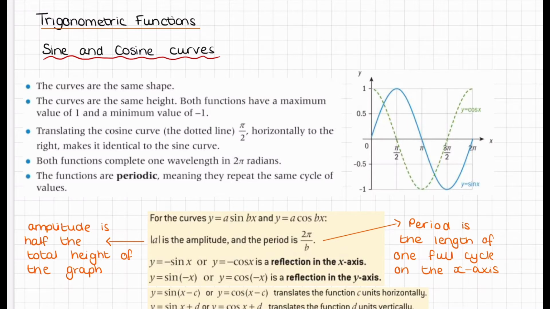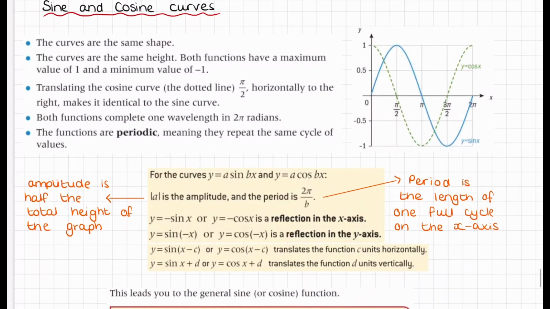So what that means is if we were to look at the y-intercept, for a sine curve, the y-intercept is at the origin. For a cosine curve, the y-intercept is at 1. Both functions complete one wavelength in 2 pi radians. The functions are periodic, so they just carry on repeating itself.